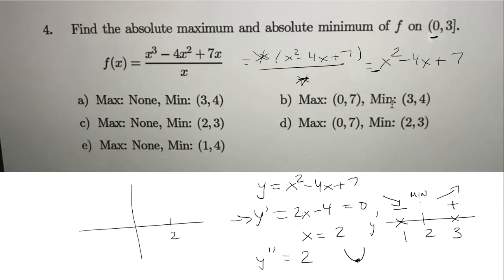And we can actually find what that value is by plugging it in. So you can plug it into the original, or you can plug it into the simplified version of it. So you have 2 squared minus 4 times 2 plus 7. So that would be 3. Oops. That would be 2 comma 3. And then we want to end it up at 3. At 3, if I plug it in, 3 squared minus 4 times 3 plus 7, that's 4.